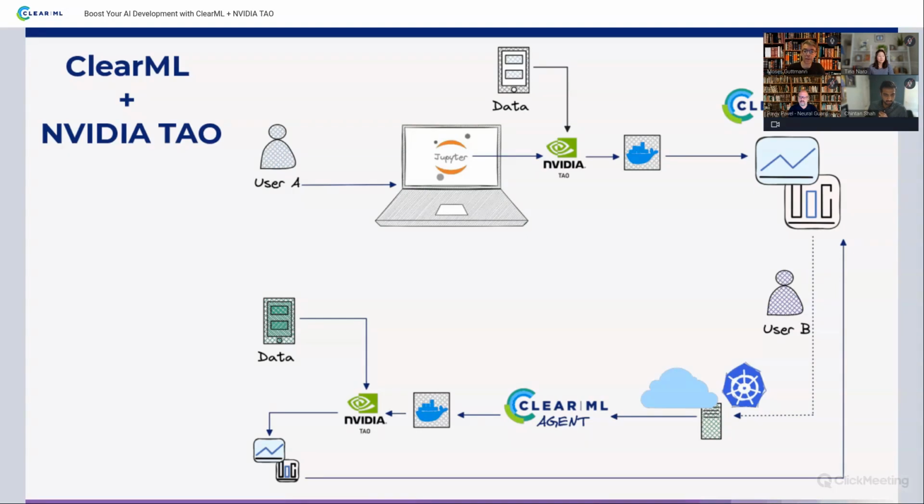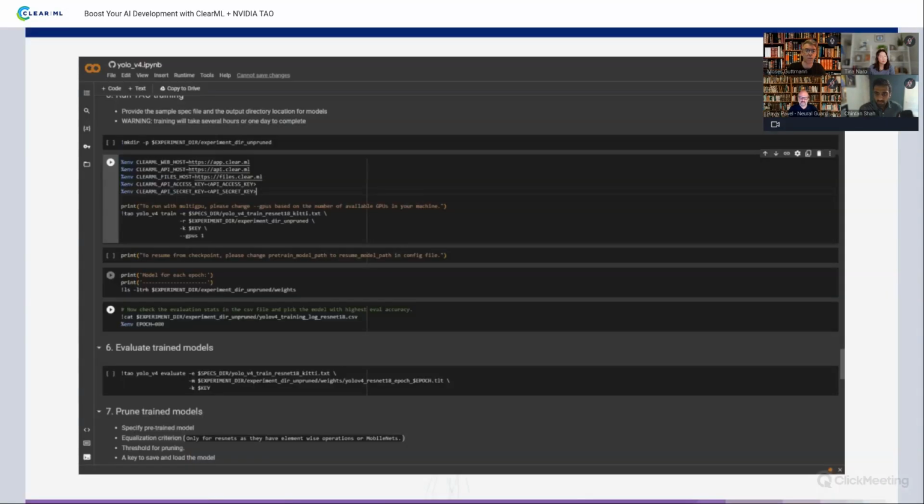And the ClearML agent actually recreates the same environment that the original NVIDIA TAO was running in, alongside different data sources with different parameters, to repeat the process and continue the training and testing directly from the UI of ClearML. That really accelerates the process. So let's see how that actually translates into concrete steps.